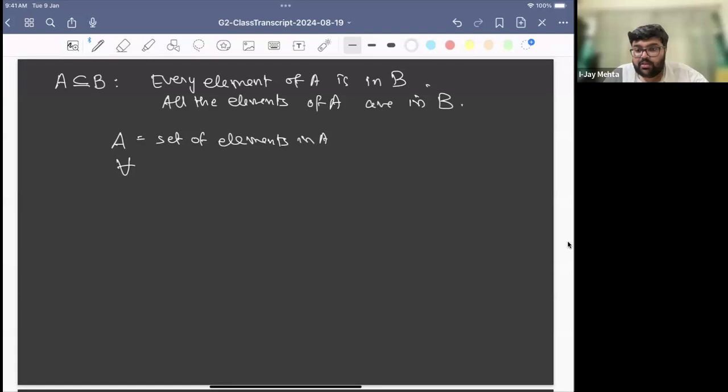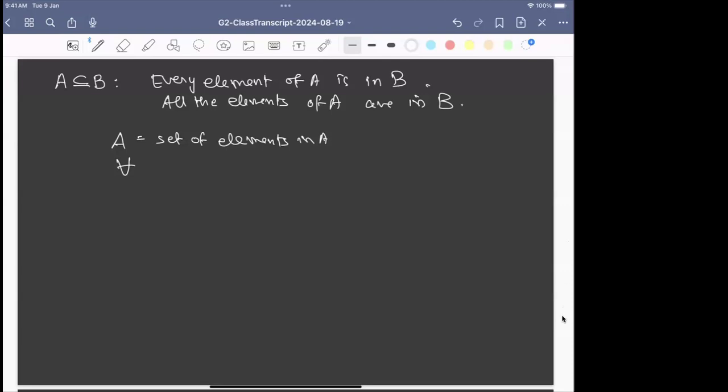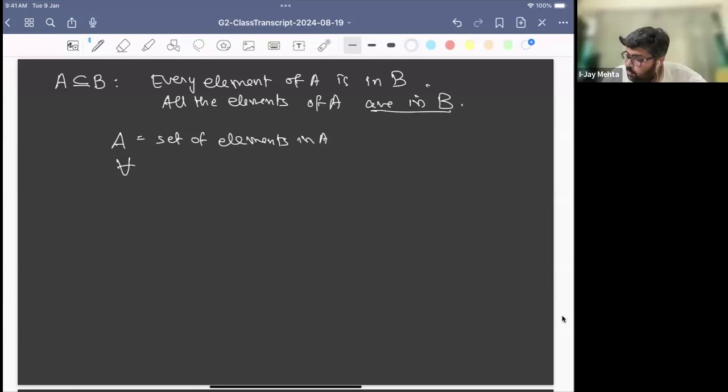What is the property that is satisfied by these elements of A? They are in B, right? The property is that elements of A are in B. So the property is belongs to B. So how do I write this in terms of quantifiers?